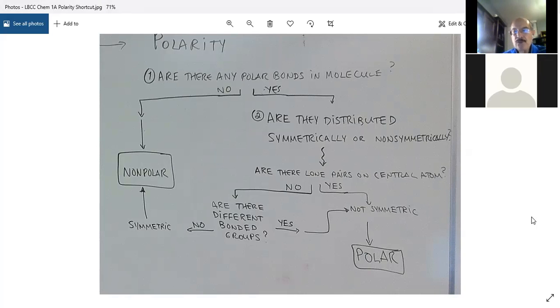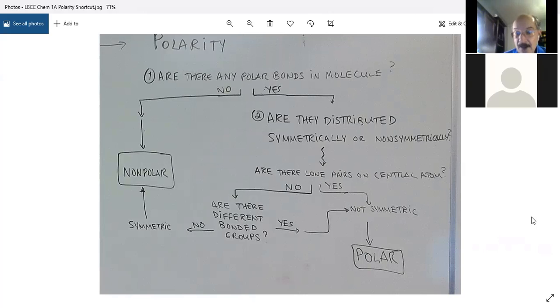Now, without doing the actual shape of the molecule, many times you can take a shortcut. You can ask, are there lone pairs on the central atom? If the answer is yes, then the lone pairs on the central atom most of the time are going to make the molecule non-symmetric. So we go on the right side there. And that means that because you have a polar bond and the molecule is not symmetric, the molecule is polar. Notice that I bypassed looking for the shape of the molecule. I simply looked at the question, are there any lone pairs on the central atom?